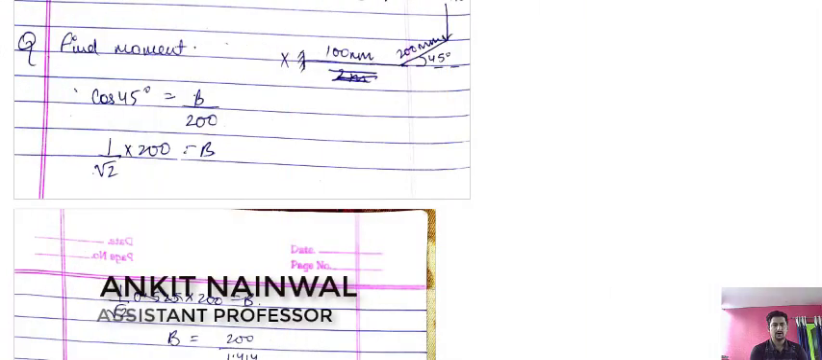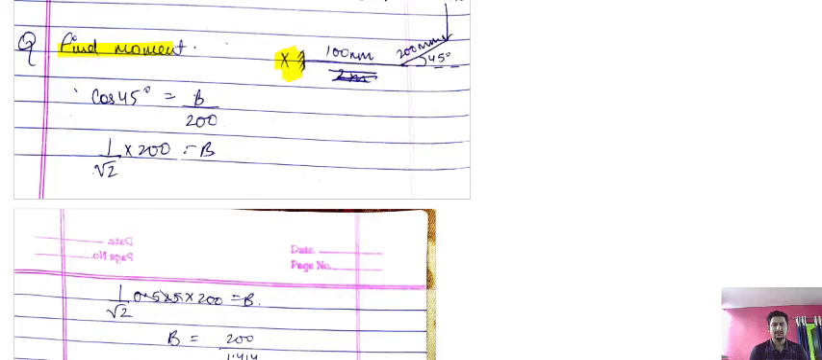So the first numerical says that we need to find the moment at point x. For that, the span of this beam is given as 100 mm, and then it is inclined, 200 mm, which is inclined at 45 degrees.